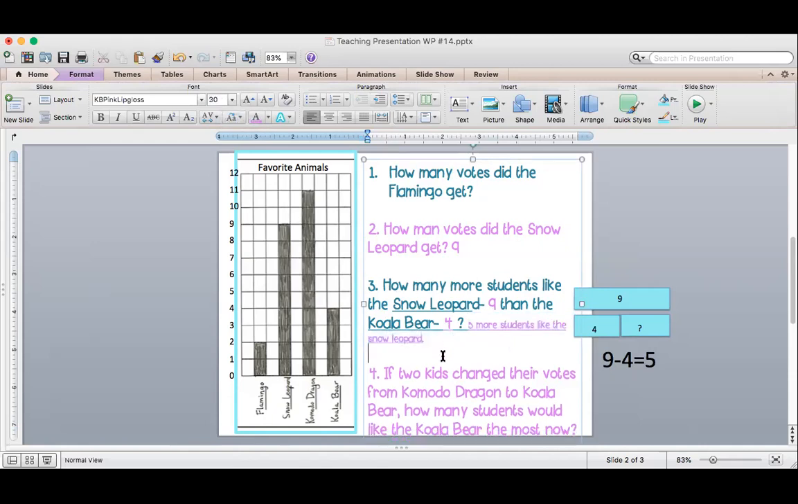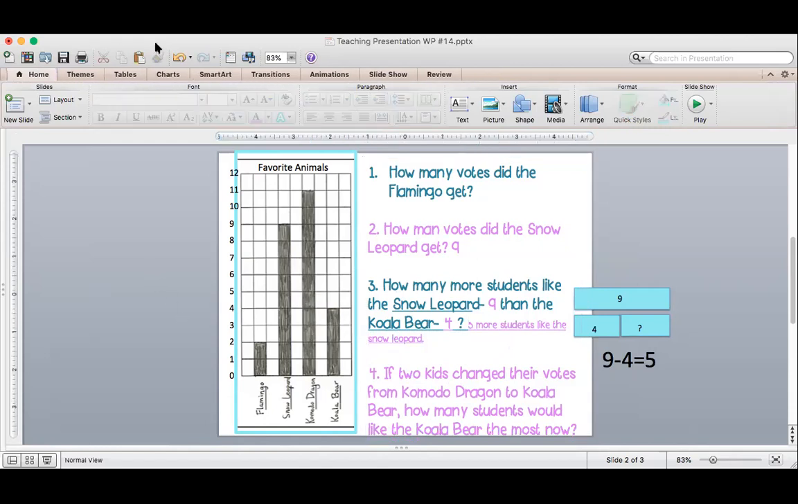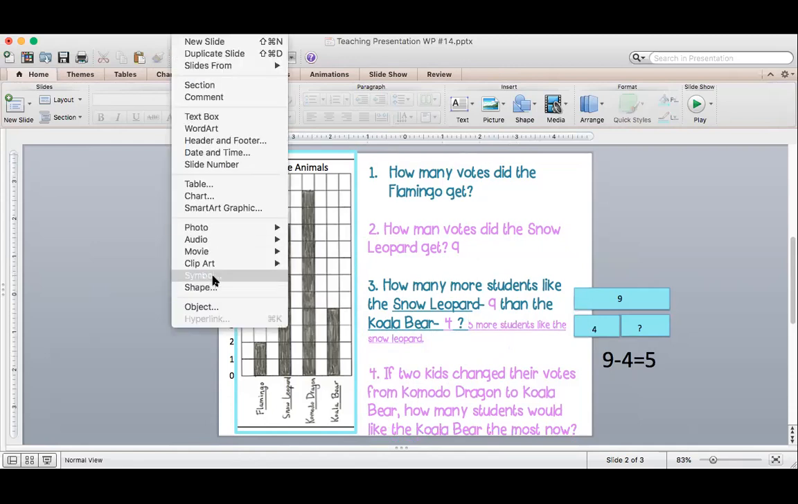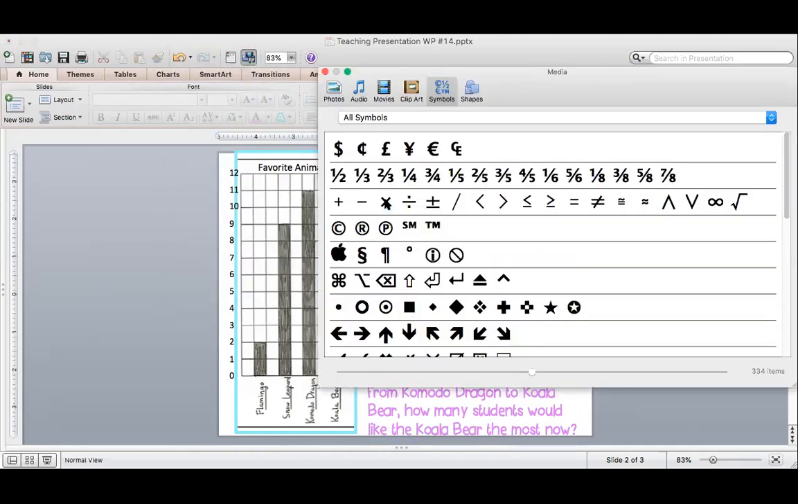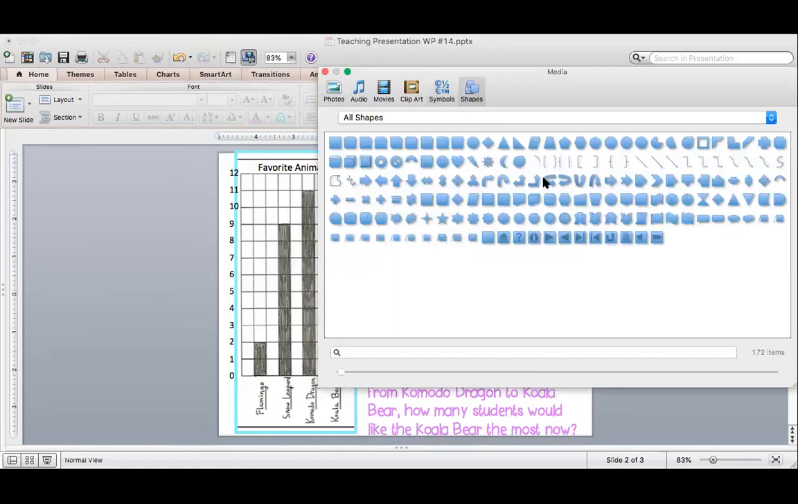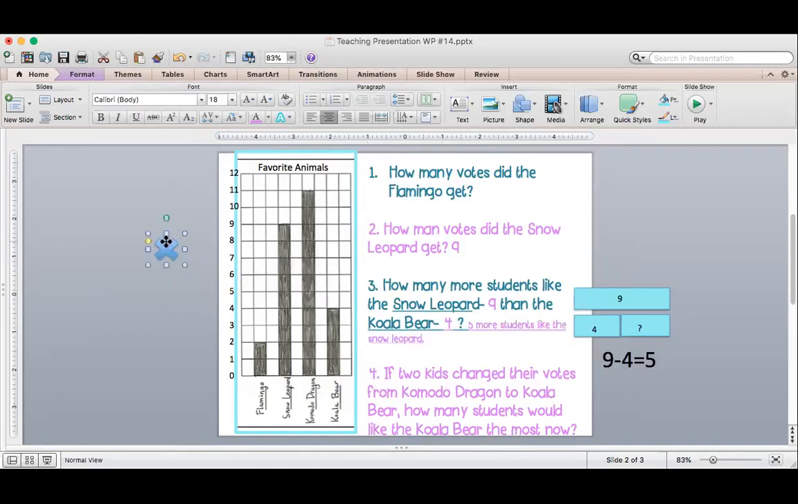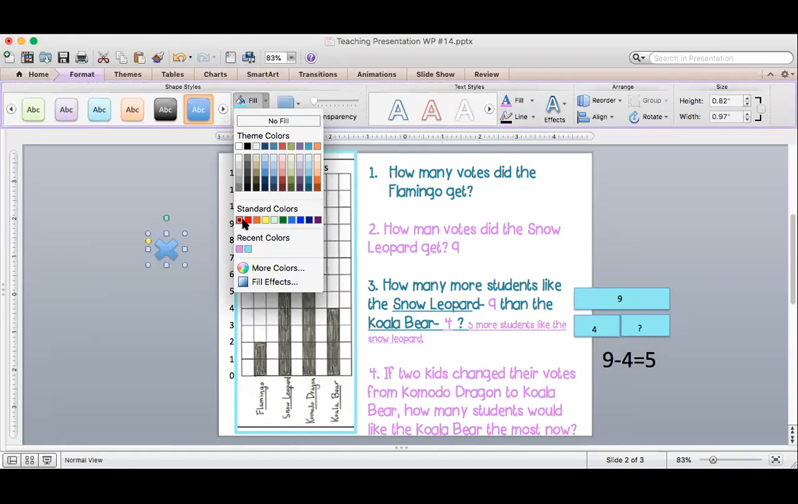Nice job. All right, so now let's take a look at our last question here. If 2 kids changed their votes from Komodo dragon to koala bear, how many students would like the koala bear the most now? I'm going to insert a little bit of a symbol. I'm going to get an X, I think. I want to cross off the students that changed their votes. Okay, so let's do that together.